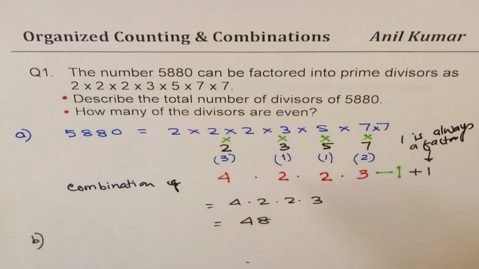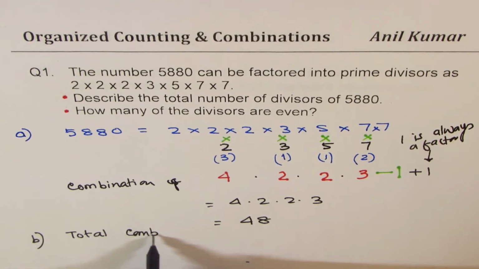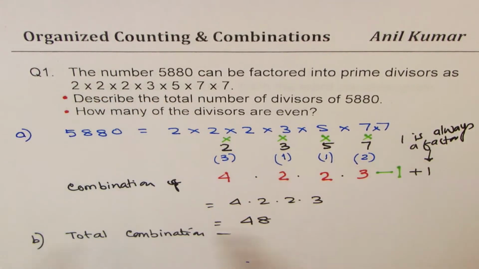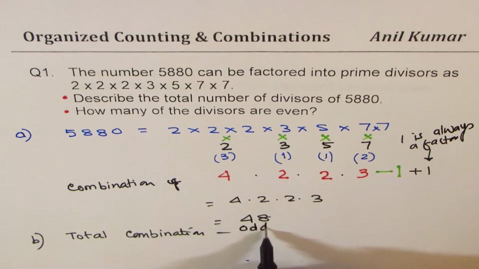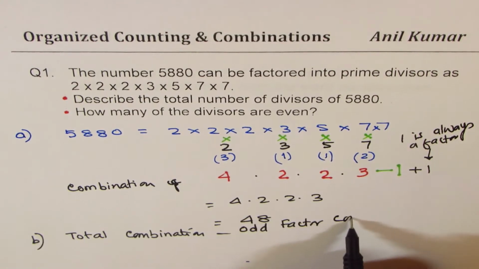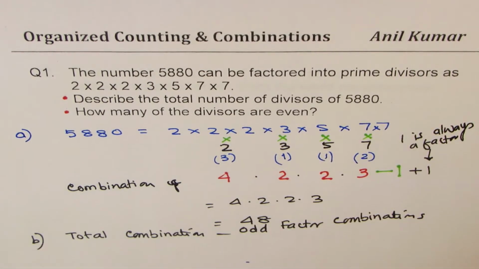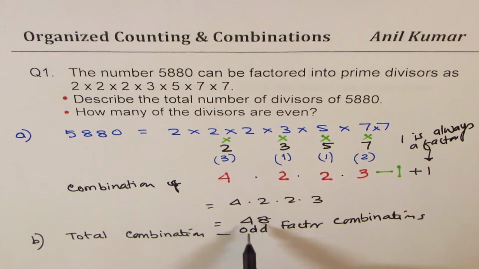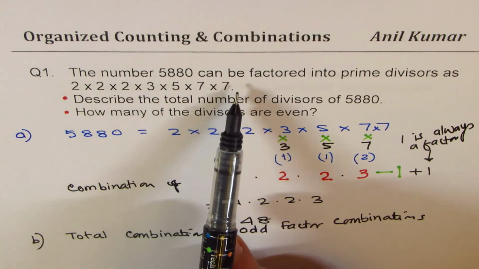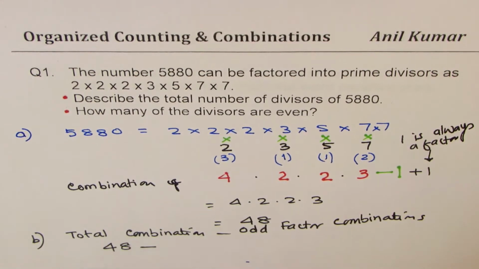Or what you can think is, we can say total combinations, take away combinations where twos are not involved, take away odd factors combination. We could do that also, right? So that could also result into even combinations. Do you get an idea? So we know that 48 are total, and if we consider only 3, 5, 7, 7, how many combinations can I make with this? Well, total we know is 48. Let me write 48 here, minus.